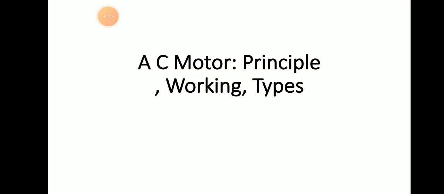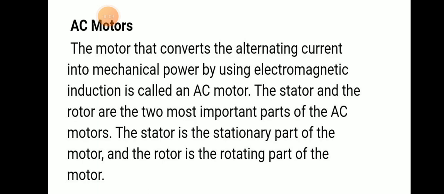Today we will be discussing the AC motor, its principle, working and other types. An AC motor is basically a motor that converts AC current into mechanical power by using electromagnetic induction. This is known as an AC motor. For an AC motor there are two important parts: they are the stator and the rotor. Stator means it is a stationary part, rotor means rotating part.